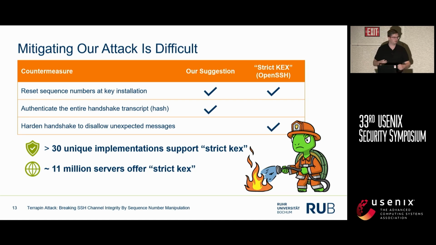Since our disclosure, over 30 unique implementations already support strict checks. And if you have a look at Shodan or similar sites, you will find that roughly 11 million servers today support strict checks as a countermeasure.